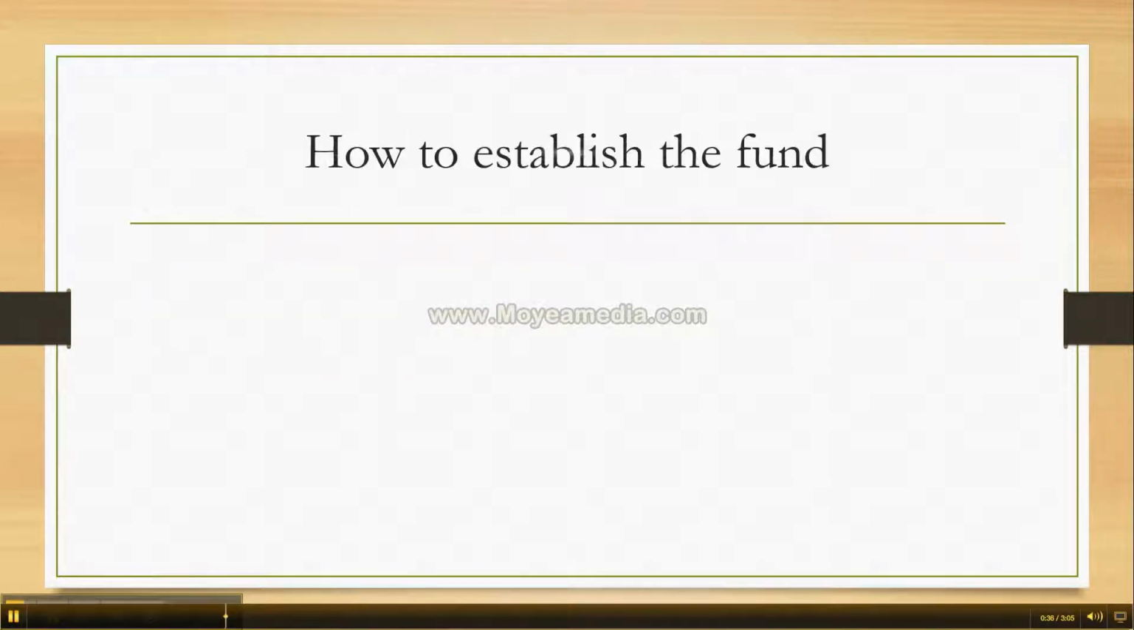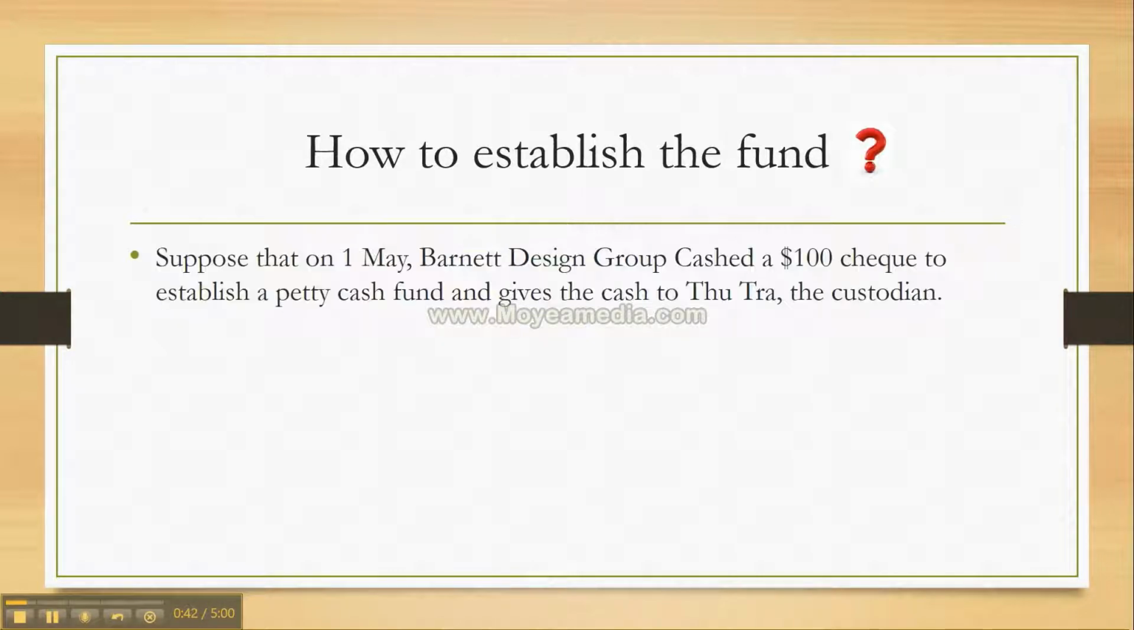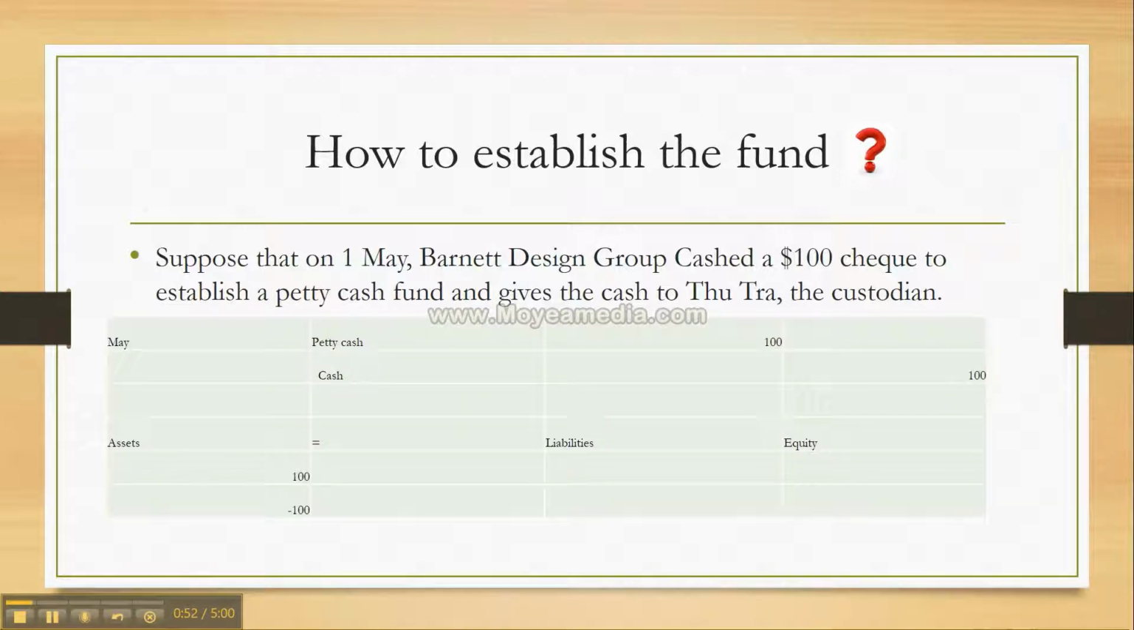Now let's look at how to establish the fund. Say we want to establish a petty cash fund of $100. We debit petty cash for $100 and we credit cash by $100. The entry increases petty cash and decreases cash. Notice that there is no change in total assets.